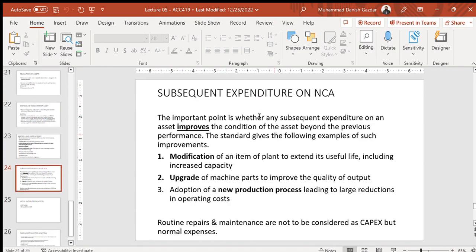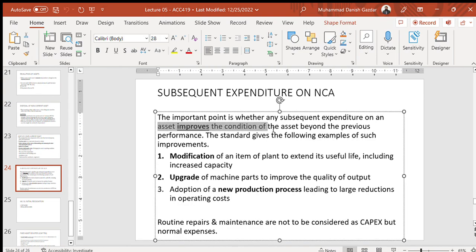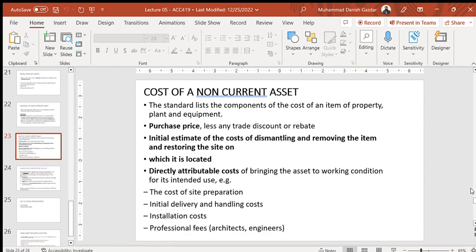And then if you are incurring subsequent expenditure on your assets, that would be considered capital expenditure if it meets this criteria. For example, if it is a modification of an item to extend its useful life, then that would be a capital expenditure and would be reflected in your balance sheet. If you upgrade machine parts to improve the quality of output, or if there is a new production process leading to a large reduction in operating costs, all of this would be capitalized as it improves the condition of the asset beyond the previous performance.